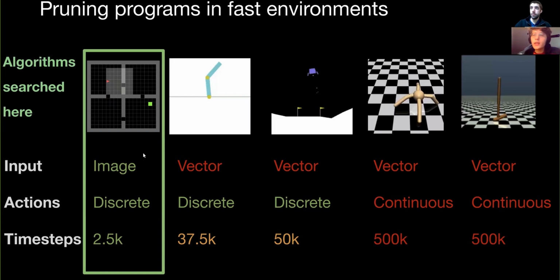So in practice, we only search algorithms within this grid world domain. And as we'll see in a second, we still see that the best programs in this domain perform very well, both in acrobot and lunar lander, the slightly more complicated ones, but also in Mojoko and Hopper, the much more complicated ones. So this was perhaps a surprise for us.